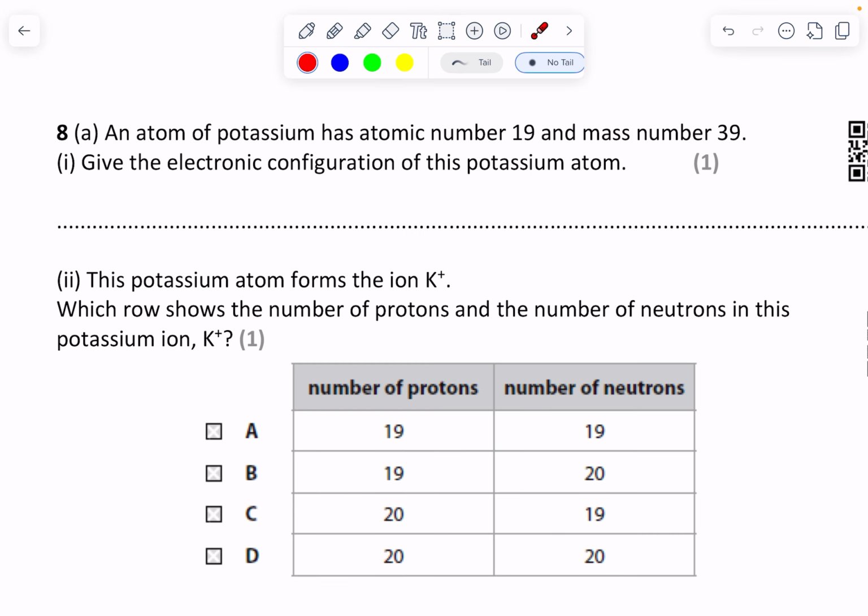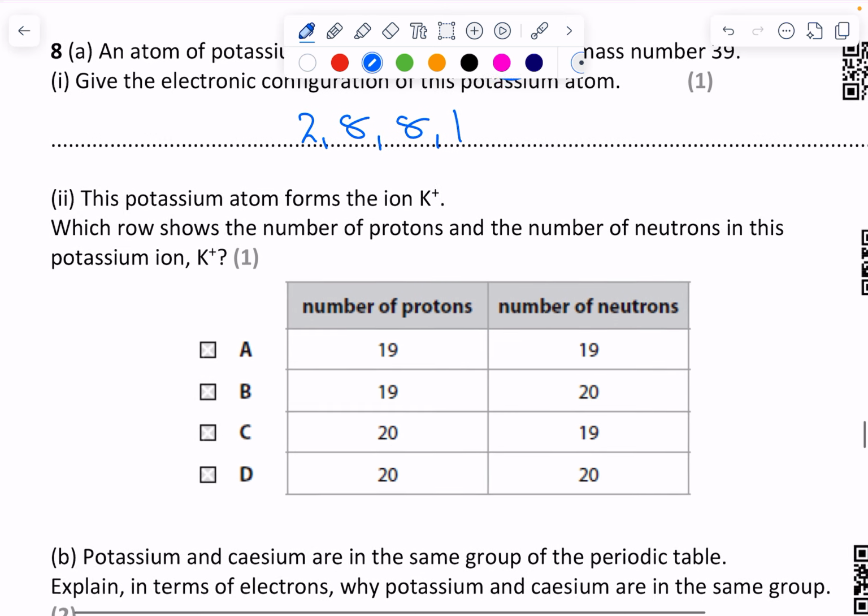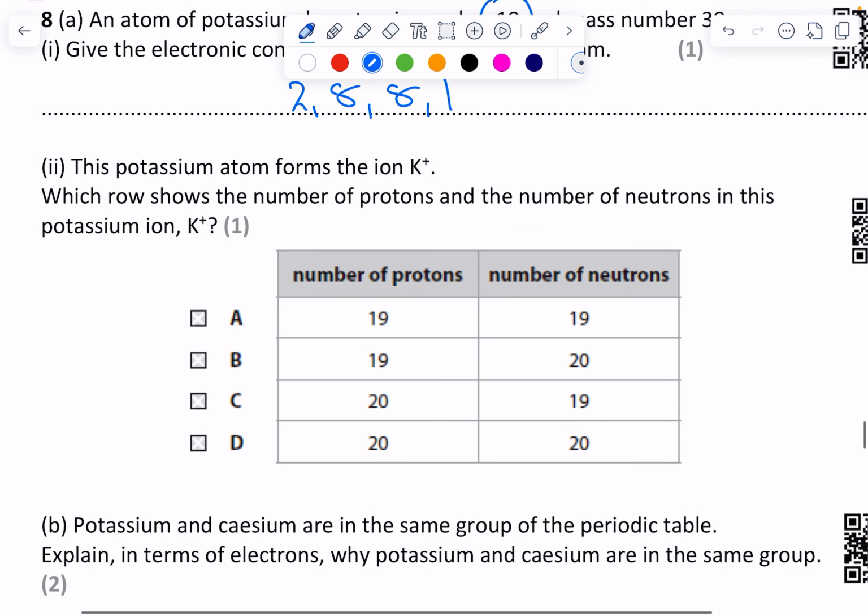So give the electron configuration. We're told that the atomic number is 19. So if it's 19, we're going to have 2 in the first energy level, then 8, and 1 to get 1 mark. The potassium atom forms an ion.